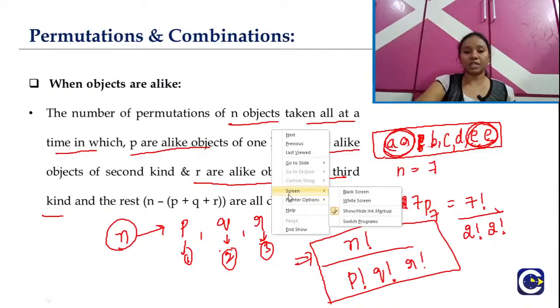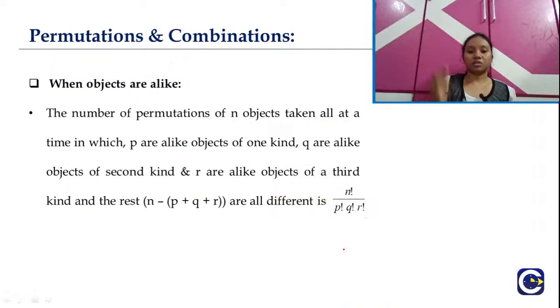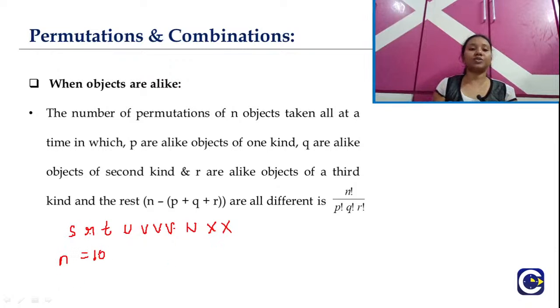Let me give you a similar example so that it will be easy to understand. This is my set of objects here. How many objects am I having? 1, 2, 3, 4, 5, 6, 7, 8, 9, 10. So here n is equal to 10. I am going to take all the n objects here. So what are my permutations? It is given by nPn, that is 10 factorial.